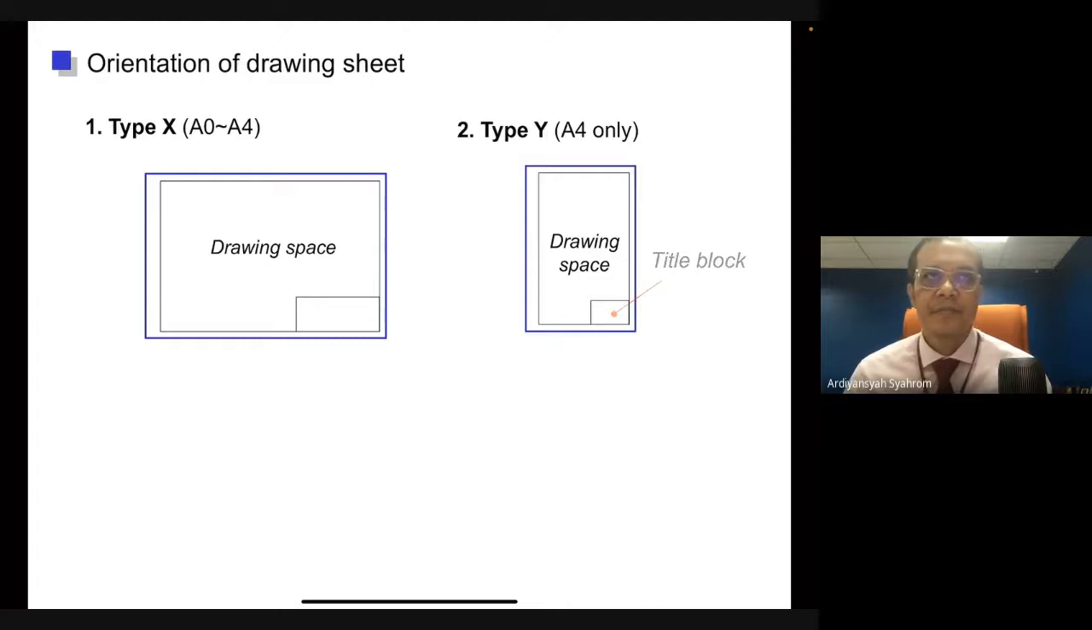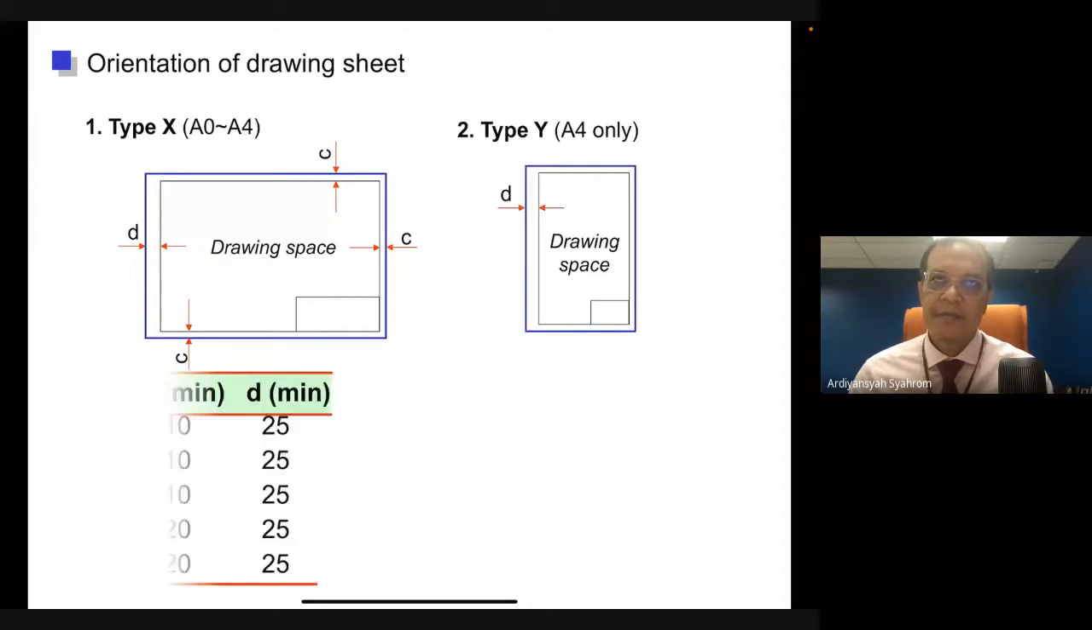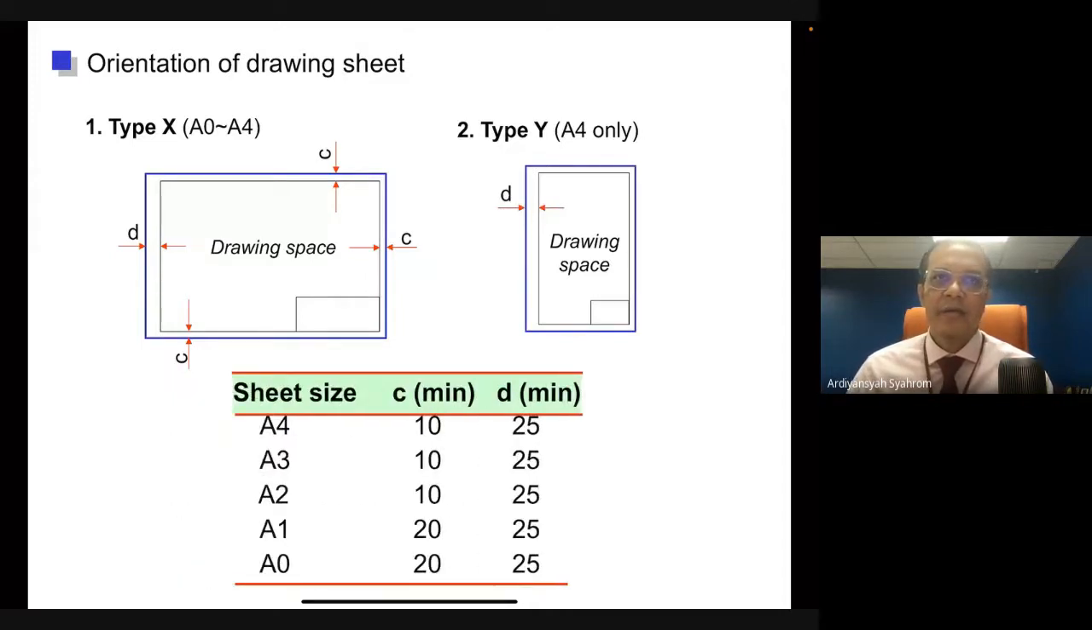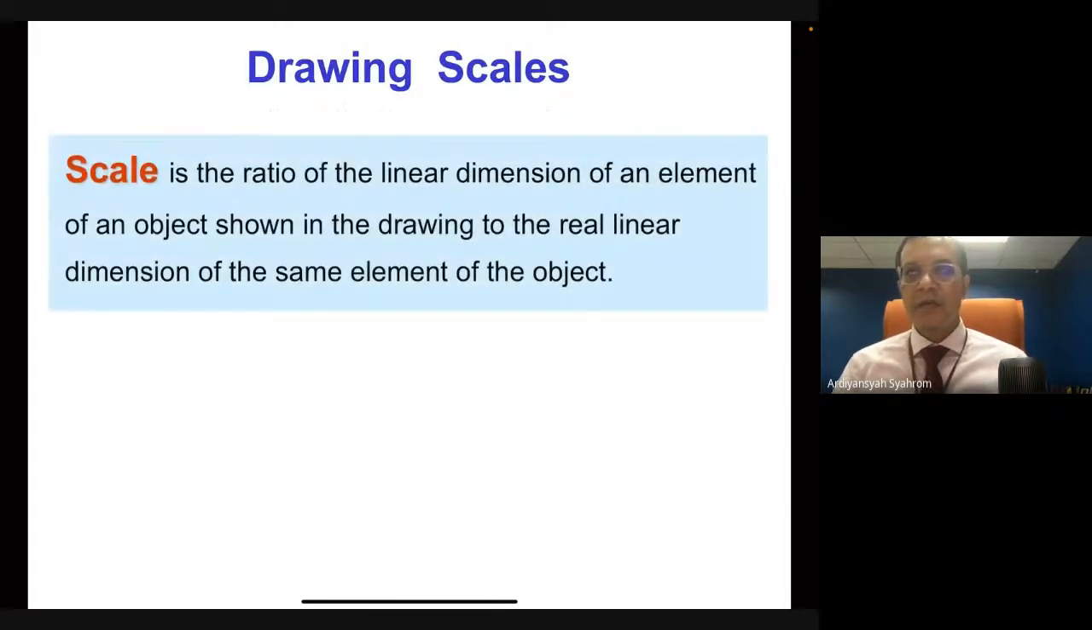There is C. There is a D. For the C, the border size for A4 to A3 is 10 millimeters. A1 and A2 is 20. However, in the D, the size is 25. Drawing scale.